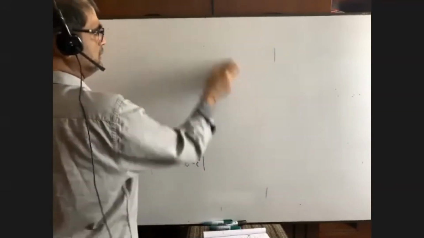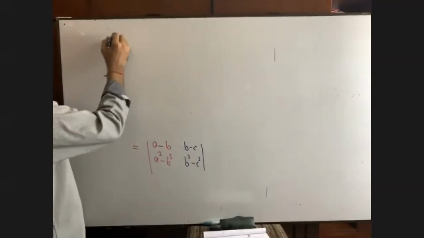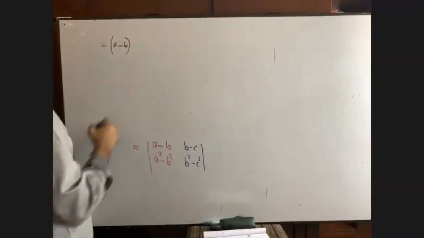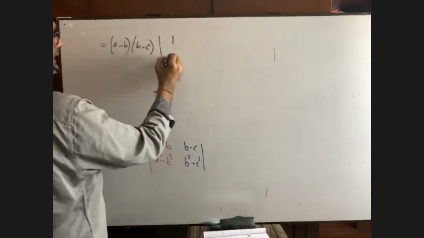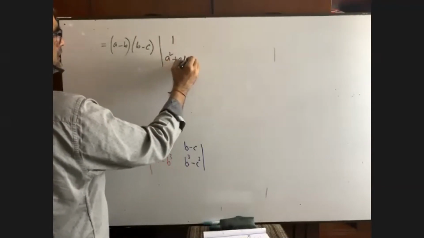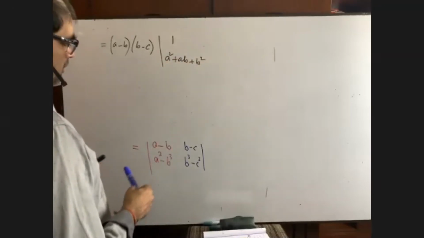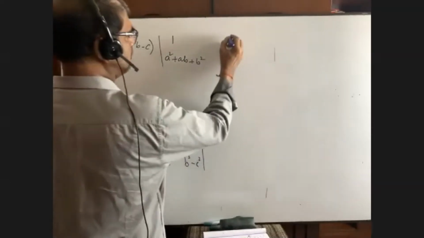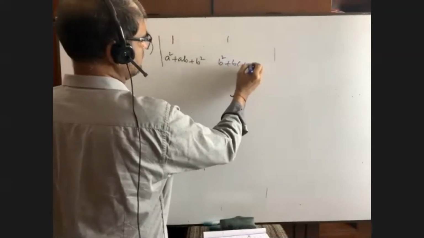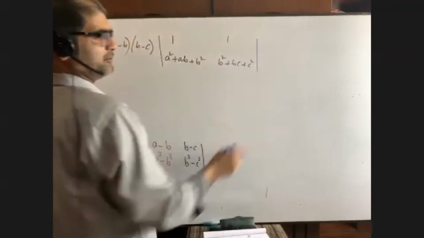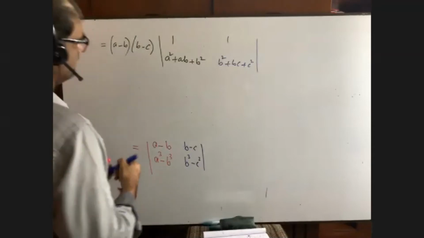Okay, you see here we get A minus B common, and here B minus C. Then we are left with 1, and here A square plus AB plus B square. Similarly, we'll be left here with 1, and here B square plus BC plus C square. Just let me know, is it or not? Yes, sir.